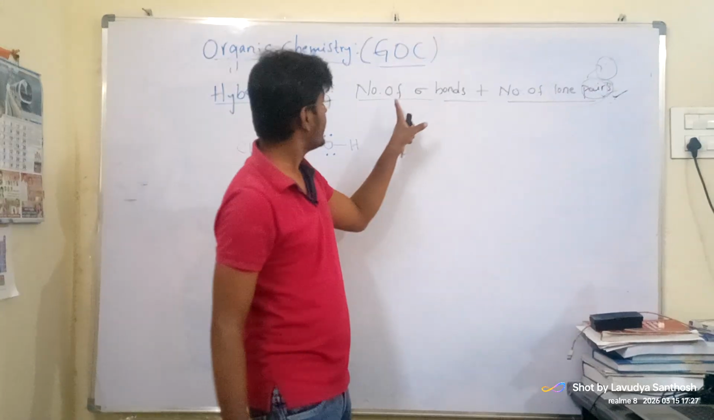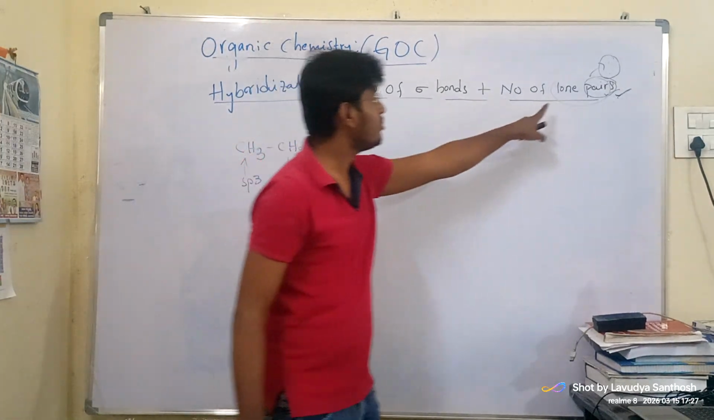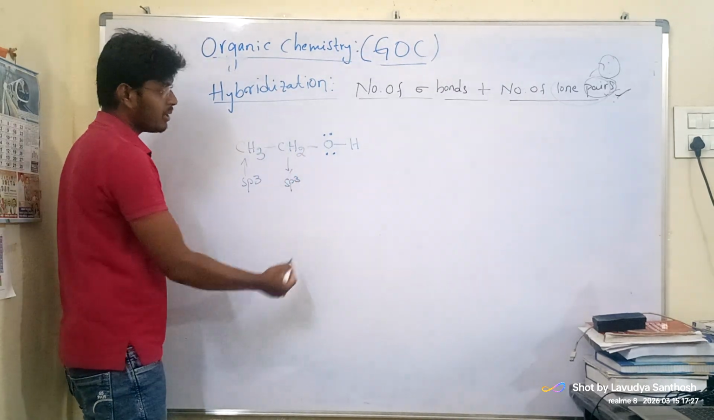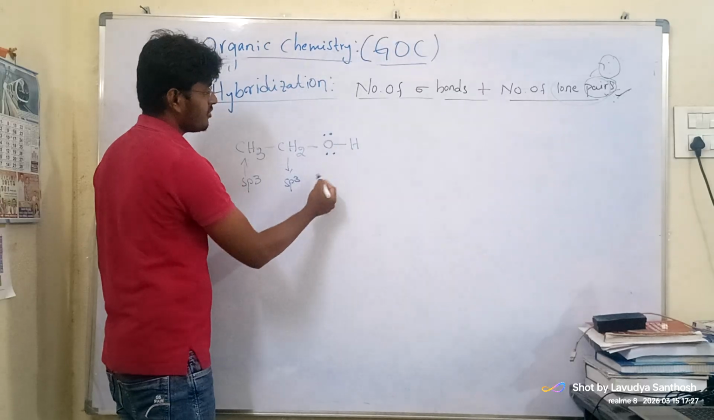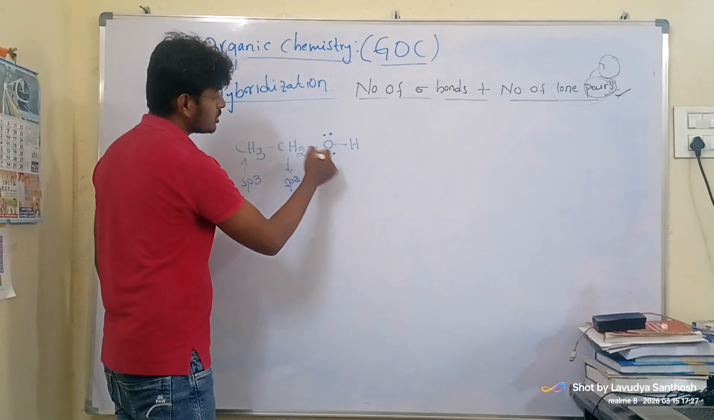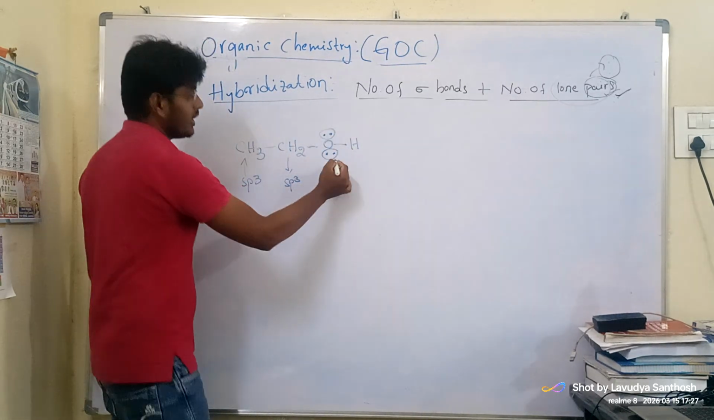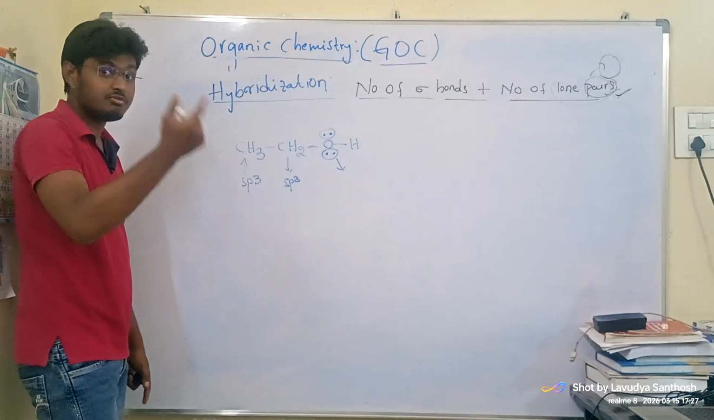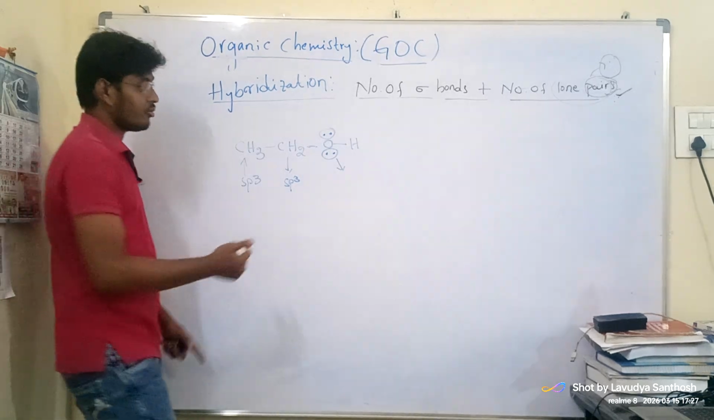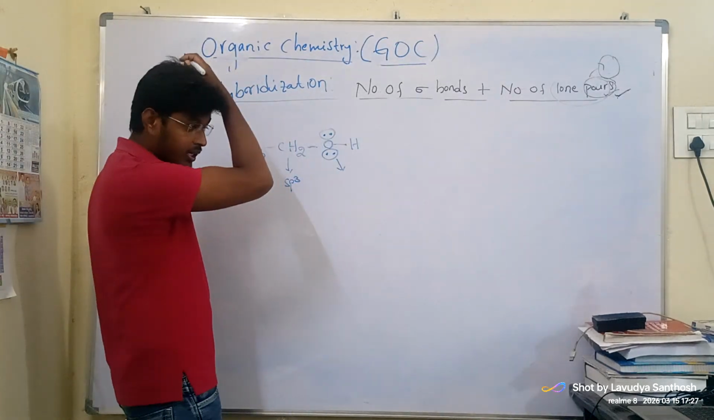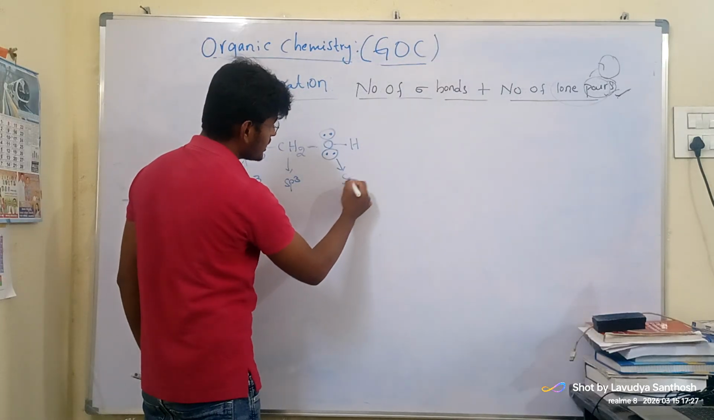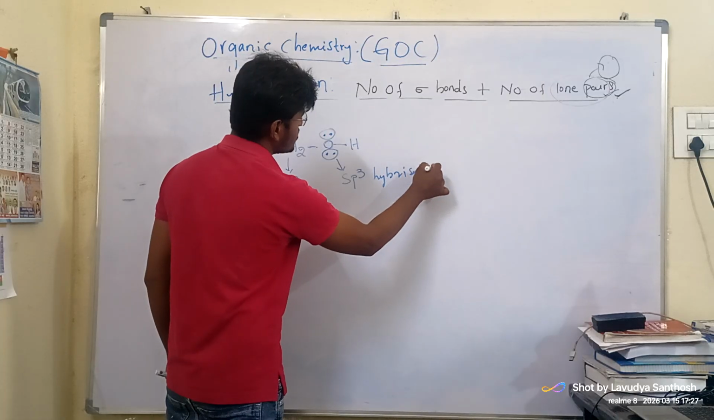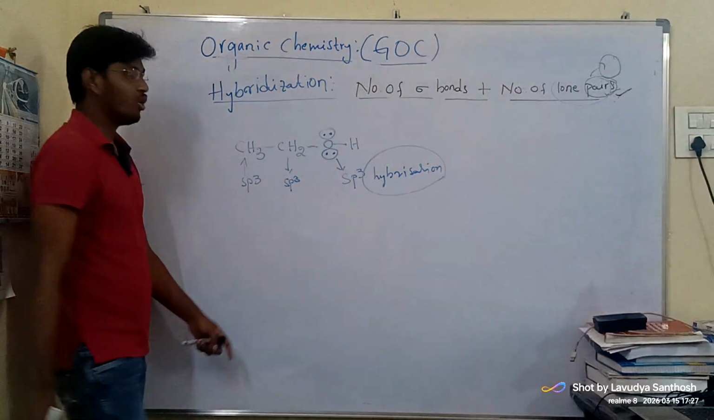Here what I have written: number of sigma bonds plus number of lone pairs. For oxygen we are identifying, right? How many sigma bonds? 1, 2, two sigma bonds, plus two lone pairs, 3 and 4. That is 4. If we get four hybrid orbitals, what do we get? Four means 3, minus 1 we have to do, right? So that 3 is sp3 hybridization. Hoping that you are understanding.